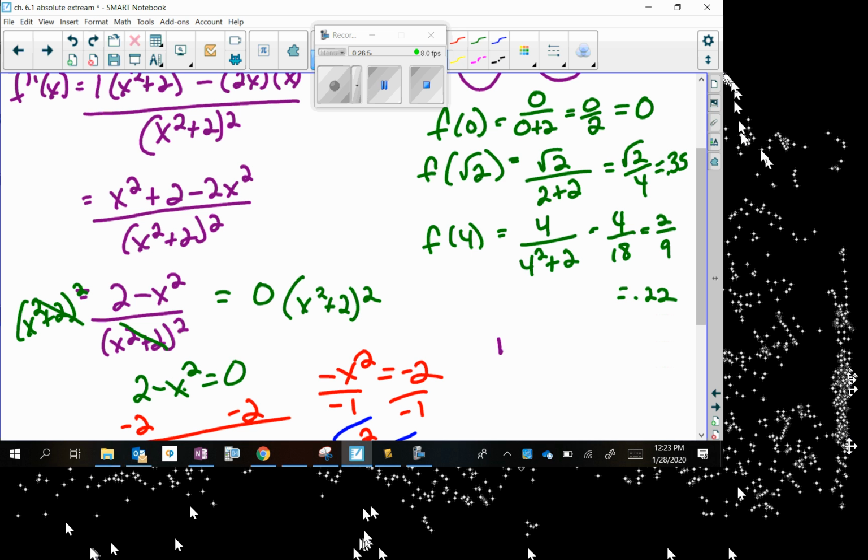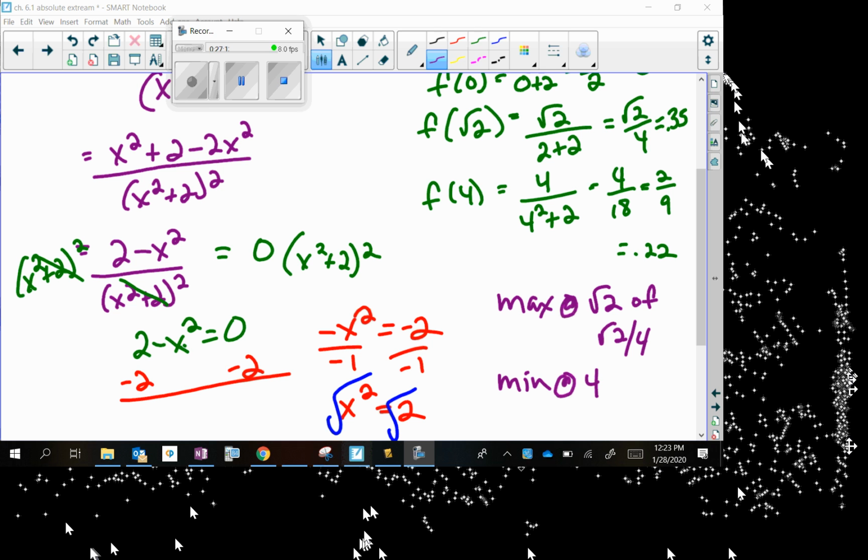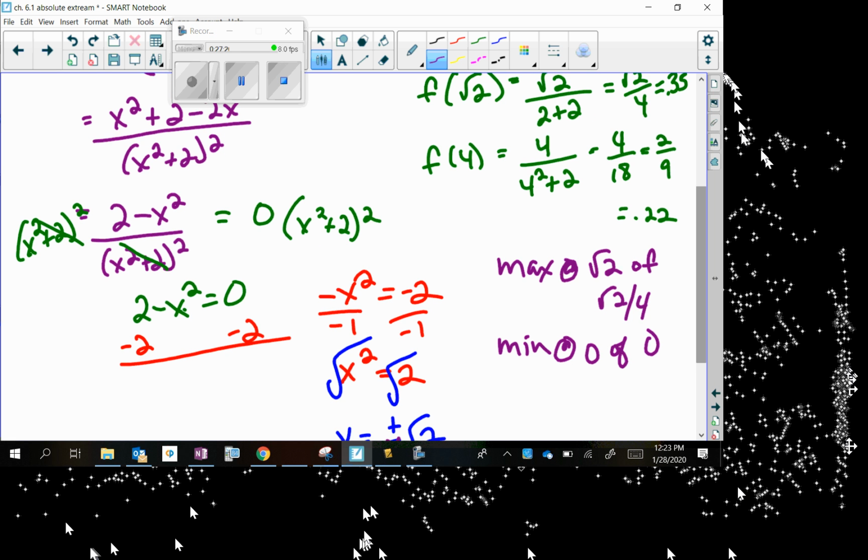So we have a max at radical 2 of, again, you can either use the decimal form or the fraction form. And a min at 0 of 0. Okay? I guess so far? A little bit easier than last chapter?